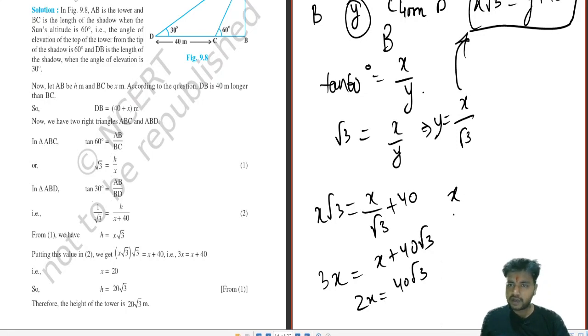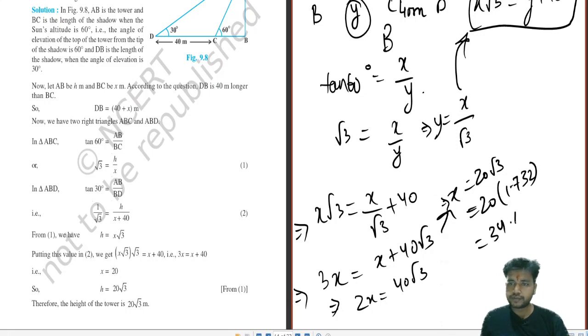Or x will be equal to 20 root 3. Or it will be equal to 20 into 1.732, and that will be equal to 34.64. So this will be our length, 20 root 3.